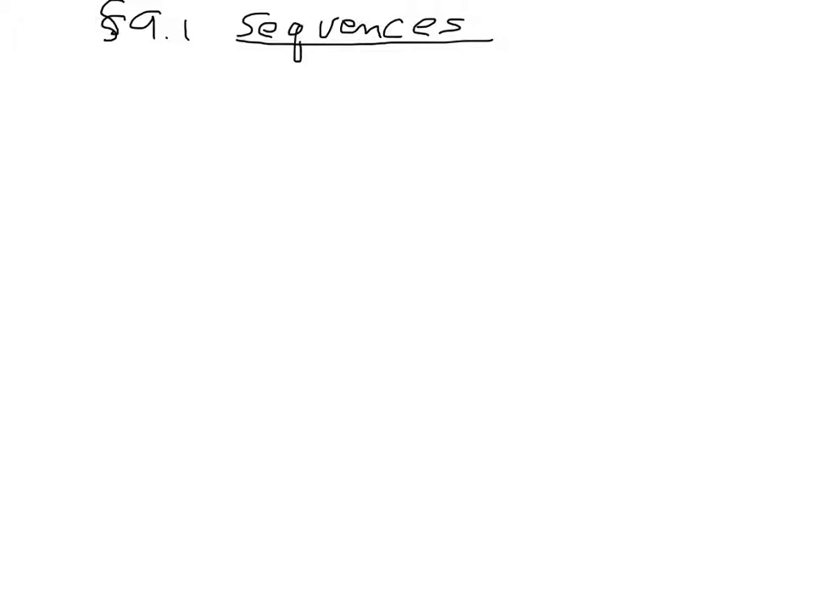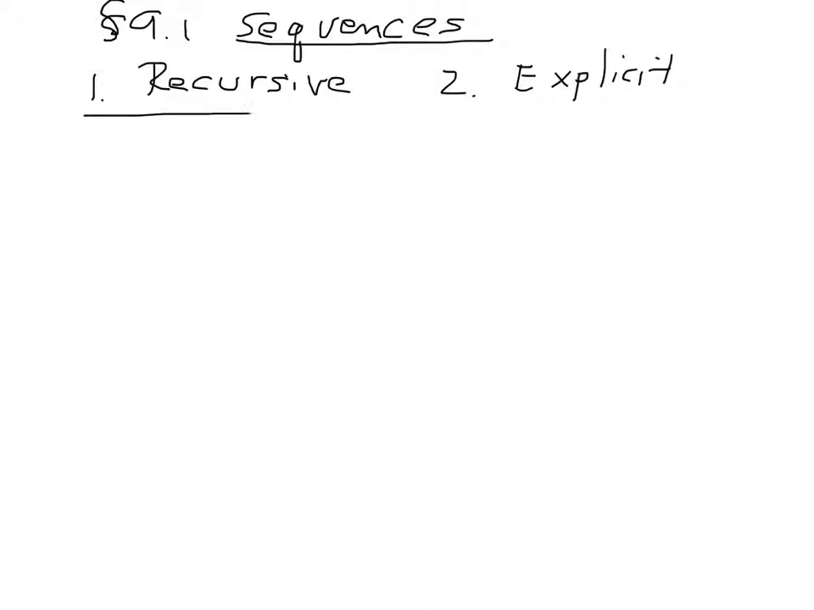Alright, with sequences today we're going to look at an introduction. There are two types of sequences. There are recursive sequences, and there are what are called explicit. I'll explain more about this as we go through. We're going to focus first on recursive, and let's review the Fibonacci sequence.